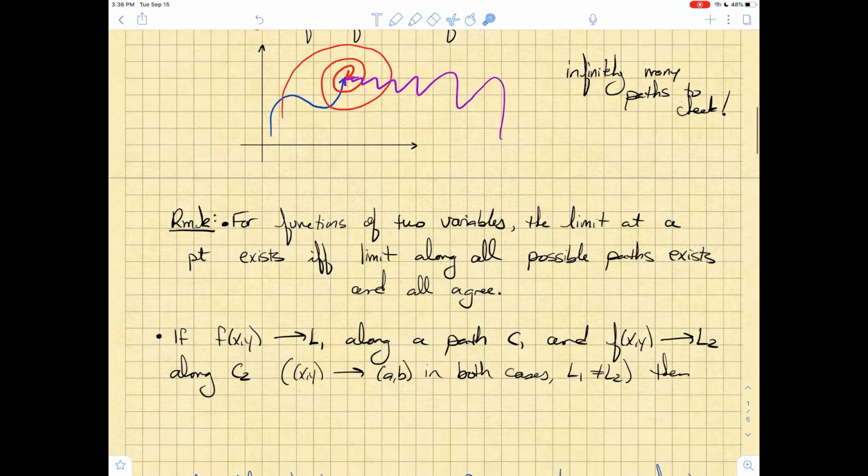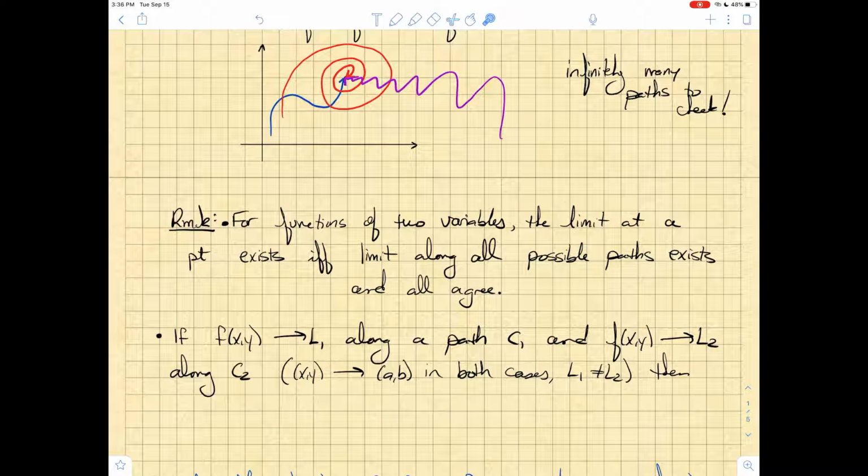Now, here's the big takeaway for us. If you can find a path C1 where the function goes to one z value L1 along the path C1 and a different z value L2 along the path C2, then you know that the limit as (x,y) goes to (a,b) of f(x,y) does not exist.